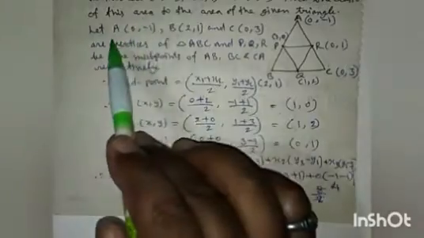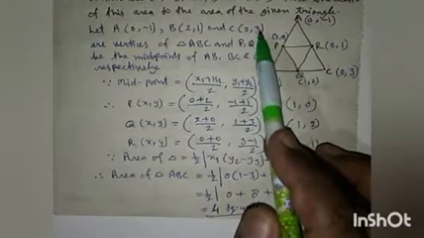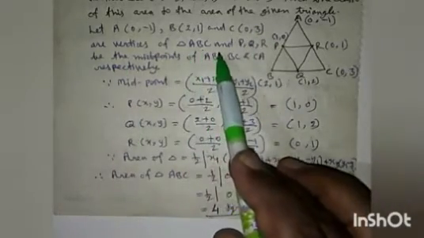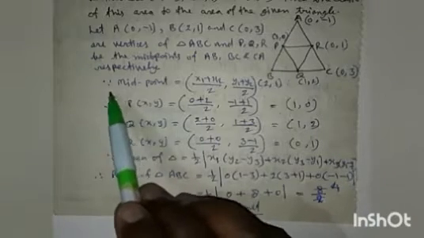Let point A (0, -1), B (2, 1) and C (0, 3) be the vertices of triangle ABC, and P, Q, R be the midpoints of sides AB, BC and CA respectively. So here it is shown in the figure, triangle ABC, and P, Q, R are midpoints of sides AB, BC and CA. So here joining P, Q, R we have a smaller triangle. So here we have to find the area of this smaller triangle and the ratio of this triangle to the whole triangle. So here first we find the midpoints.